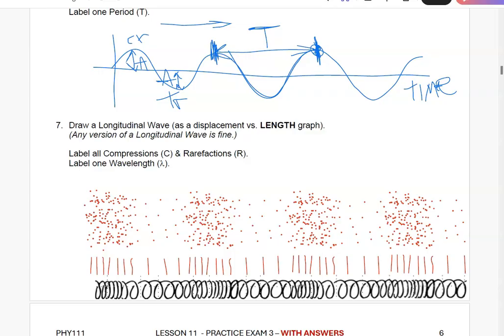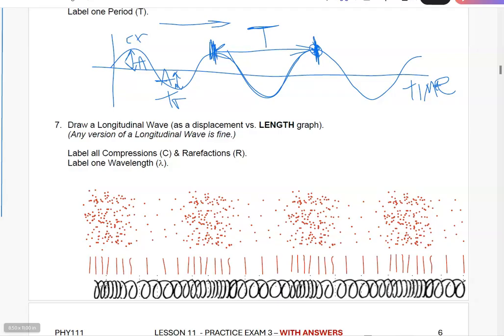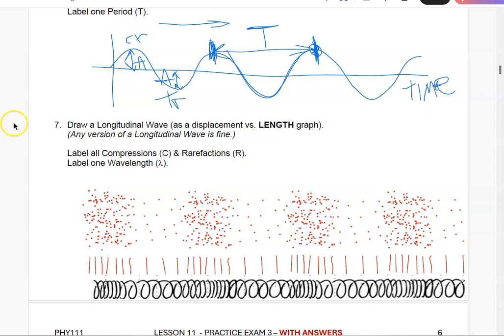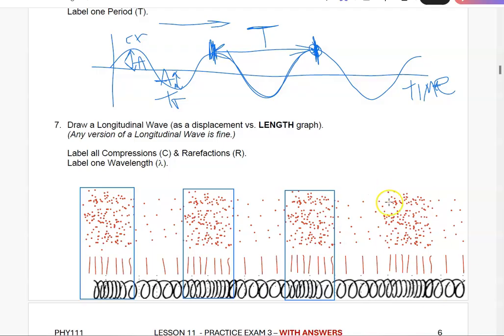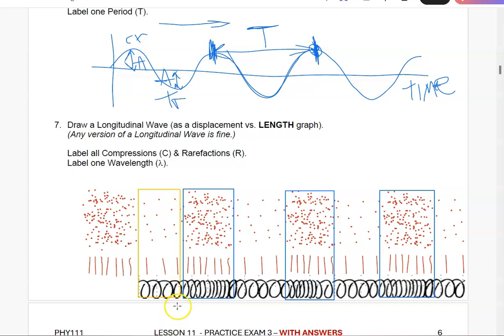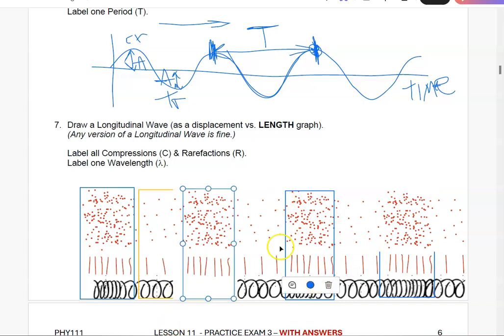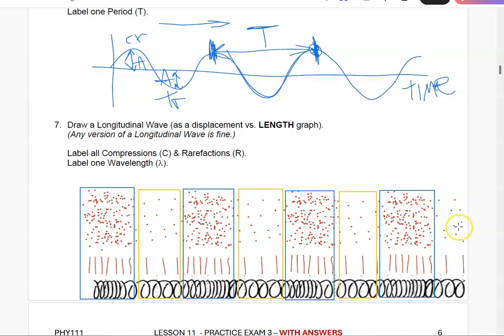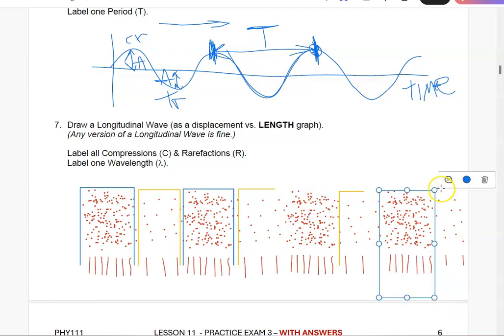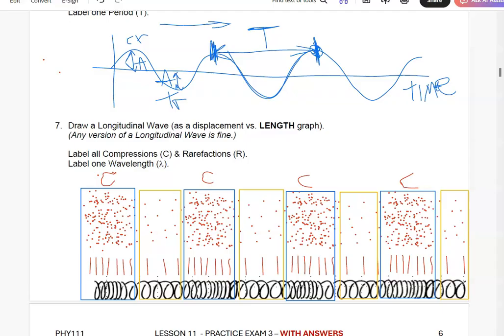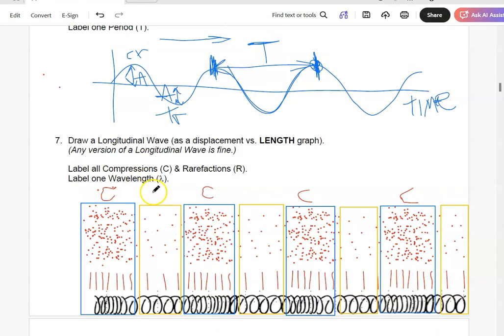wave. Now, how do we analyze this wave? Well, first we're asked to label all compressions and all rarefactions. Well, our compressions are here, and here, here, and here. So the rarefactions are just the spaces between the compressions. Here, here, here, and there's a piece of a rarefaction out here. So I'll label all the compressions C, and all the rarefactions R.